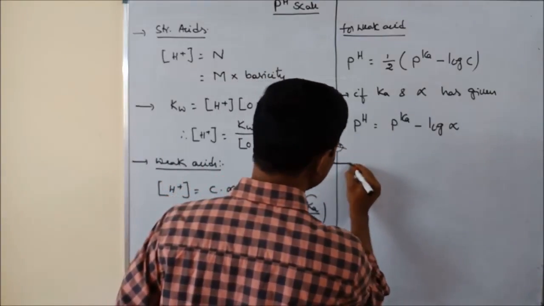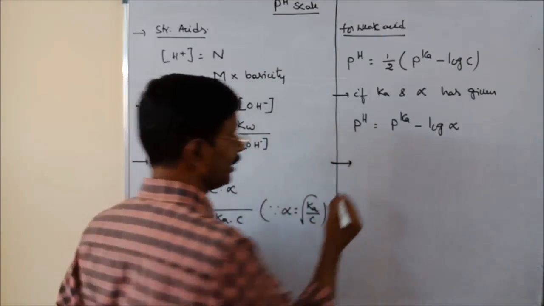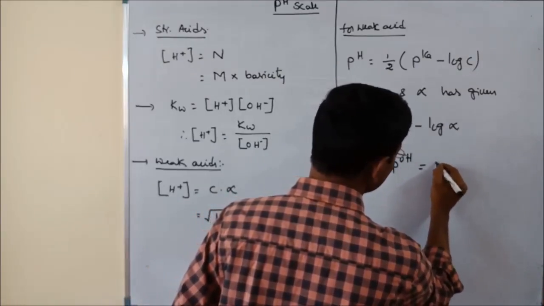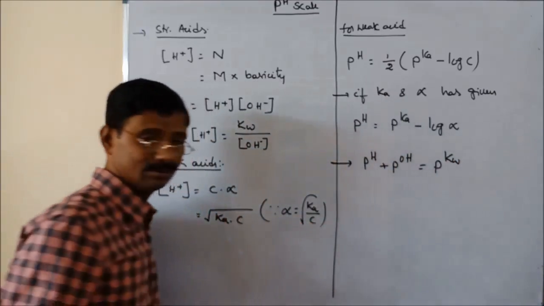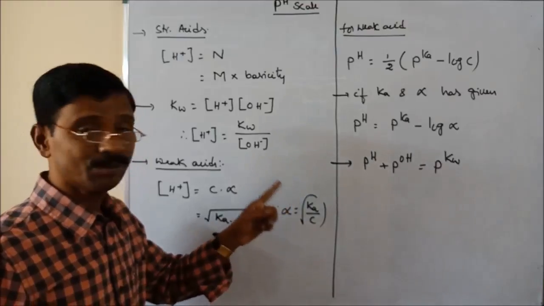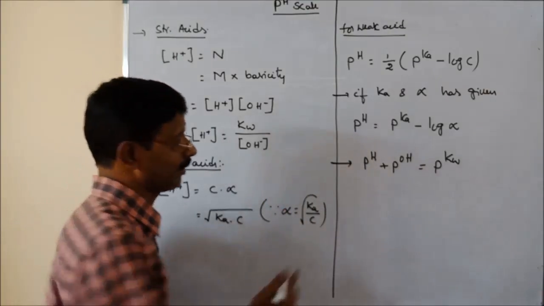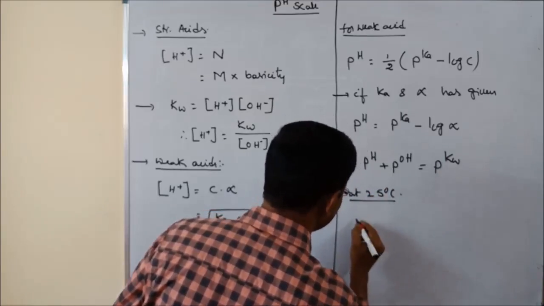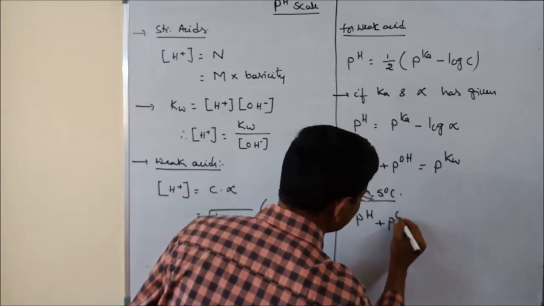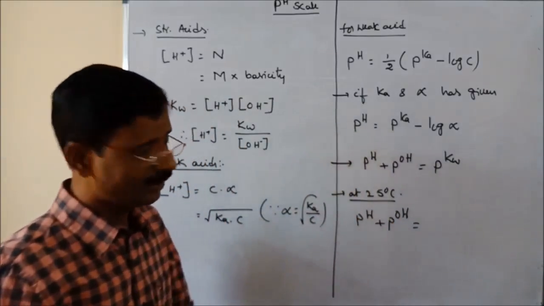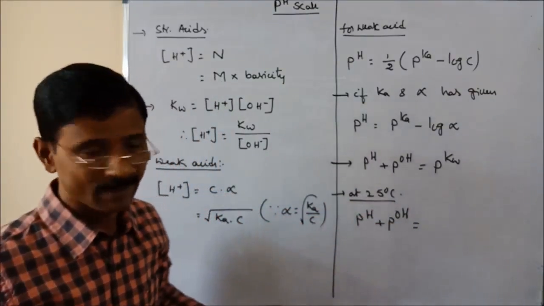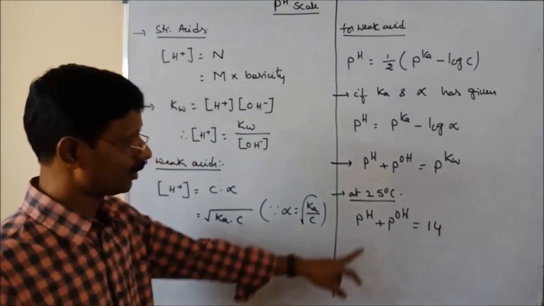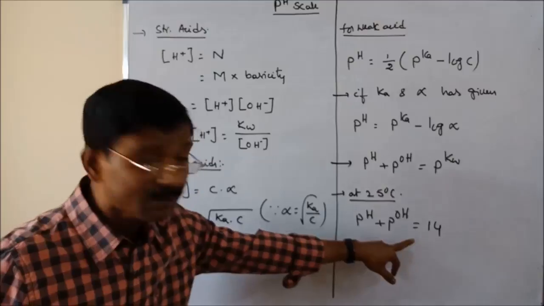But in any solution, if you observe, the sum of pH and pOH will be equal to pKw. Sum of pH and pOH is equal to pKw. Now at 25 degrees centigrade, Kw is 10 power minus 14. So then pKw is nothing but 14. So this is one important relation we have to remember. This is at 25 only.